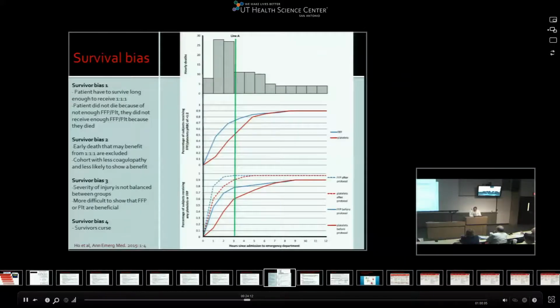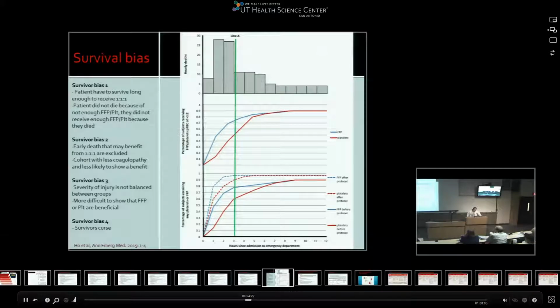The other thing we have to talk about when we talk about massive transfusion protocols and blood transfusion ratios is survival bias. I apologize again, this is a very small chart, but I think it helps explain the different survival biases that are associated with these studies, because most of these studies are observational studies.